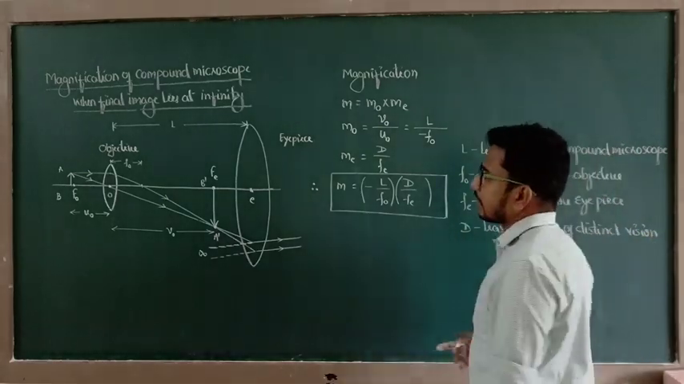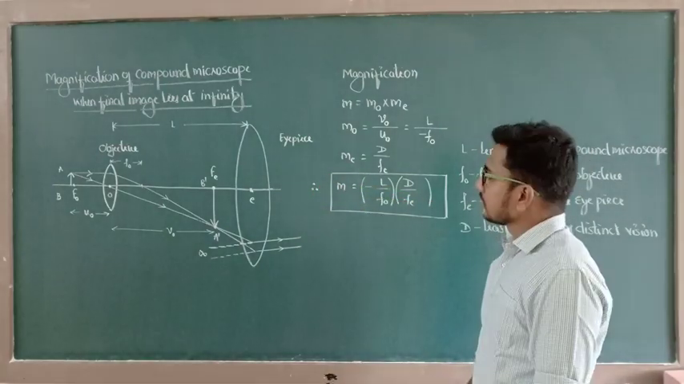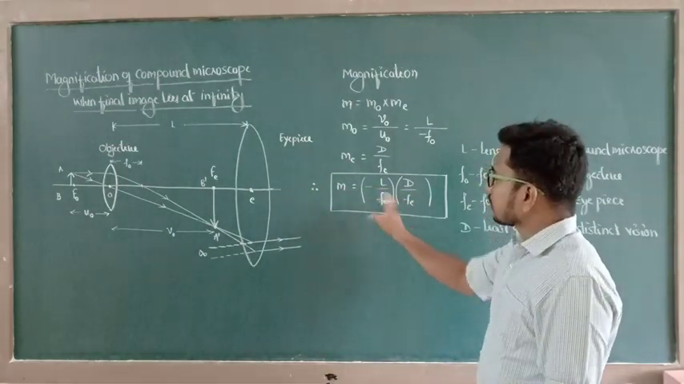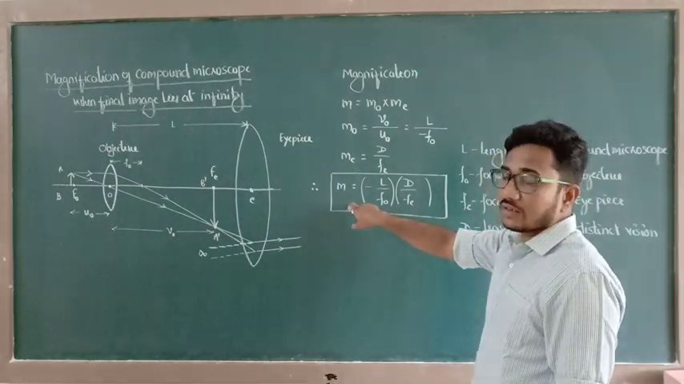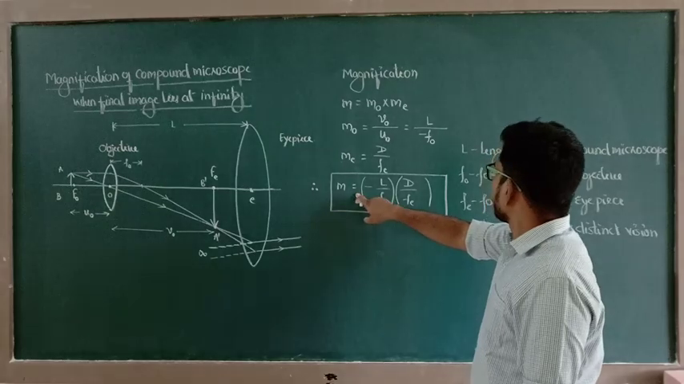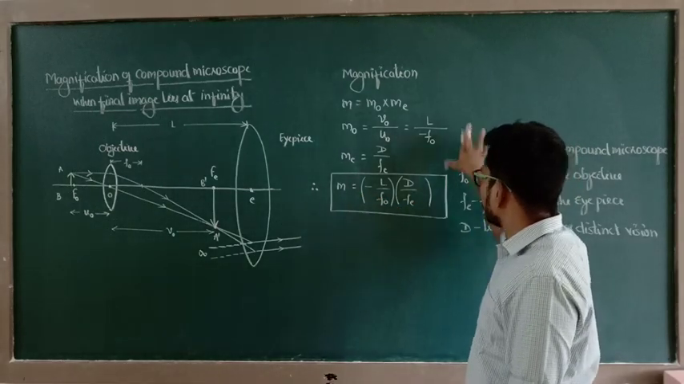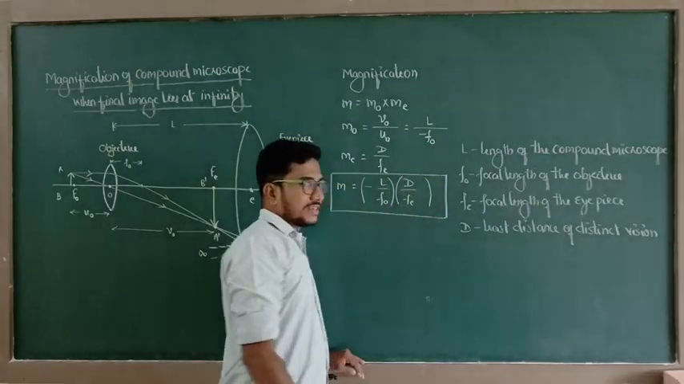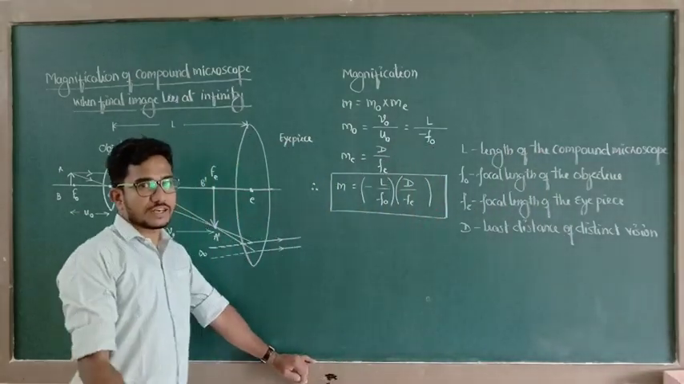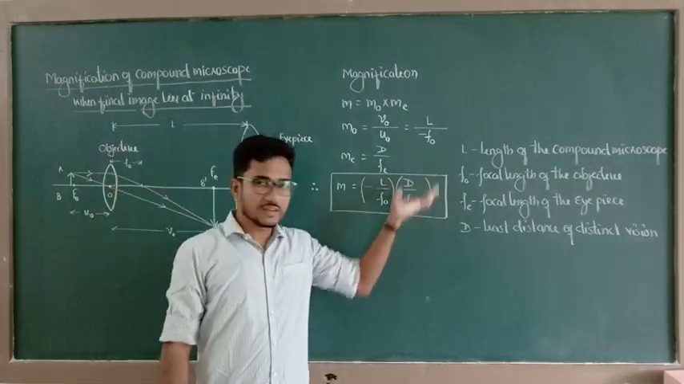For 2 marks they are going to ask this ray diagram. For 1 mark they may ask about this equation. For 2 marks they may ask this equation, and along with this equation you have to explain all these terms. Mention the magnification of the compound microscope when the final image lies at infinity, and hence explain the terms.